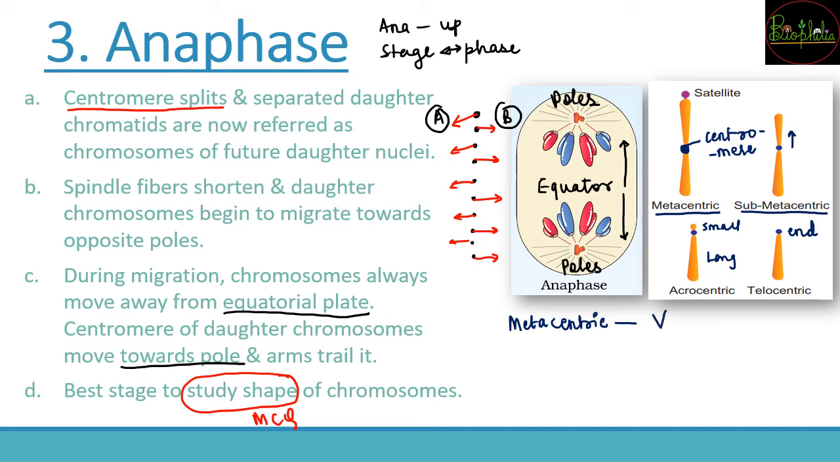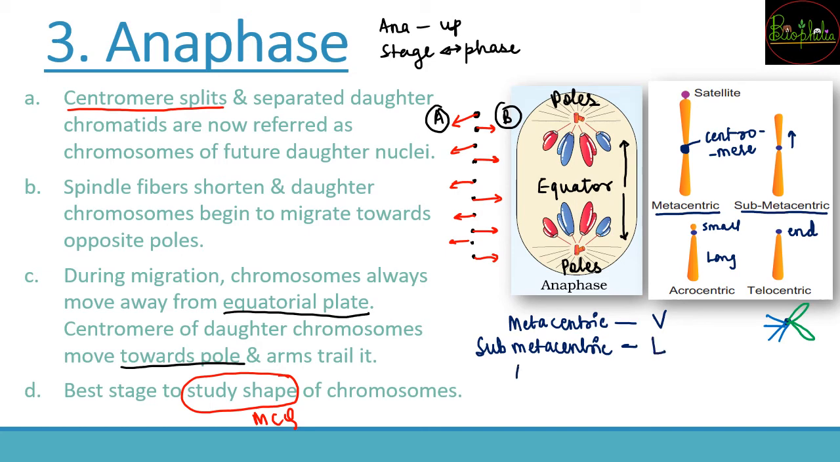Why? Because suppose for example अगर ये आपका kinetochore है और यहाँ पे you have attached your particular microtubules, and this is going to be your particular chromosome like this. So this represents the V shape of the chromosome. Next जो आता है that is going to be called as submetacentric chromosome. So submetacentric chromosome का कौन सा shape होगा? It is going to be an L shaped chromosome.